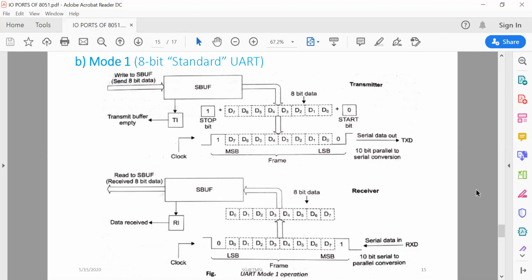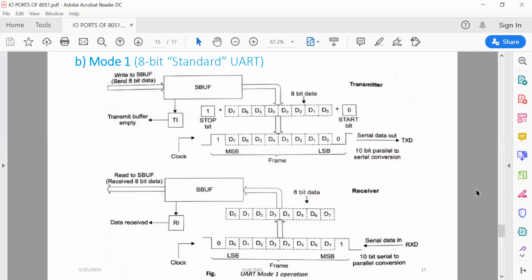Now why was mode 0 called the so-called 8-bit shift register? Because it has two registers here to process this serial buffer. One shift register is called the serial input parallel output SIPO register, and another is called the parallel input serial output PISO register. So these SIPO and PISO registers are incorporated into the SBUF register to process this.